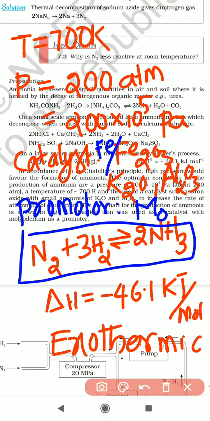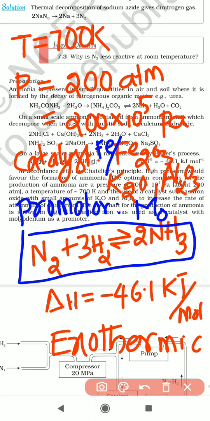So 1 mole of nitrogen reacts with 3 moles of hydrogen gas to form 2 moles of ammonia. During this chemical reaction, how much energy is released? Minus 46.1 kilojoule per mole of heat energy is released. And this reaction is called an exothermic reaction. That means heat energy is released, so that's why we call it an exothermic reaction.